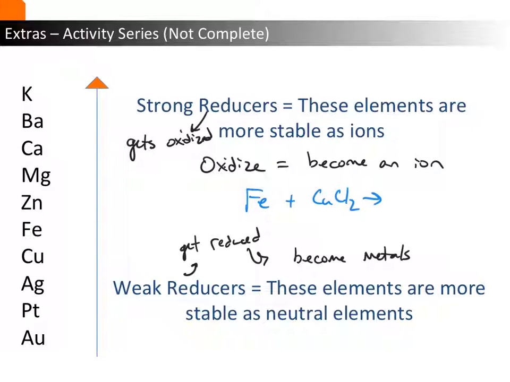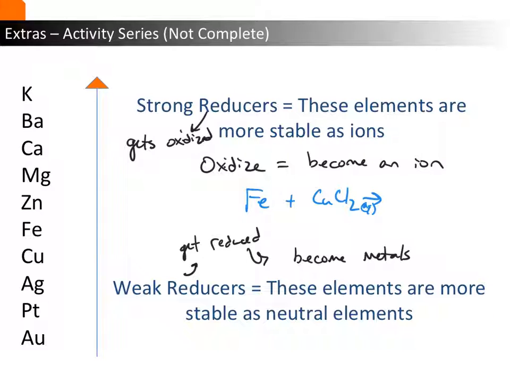Here's an example of a single displacement reaction of iron metal, and I know it's metal because when it's by itself, it always exists as a metal. And it's in a solution of copper(II) chloride. So I'm going to write aqueous here. Now this reaction, first of all, I need to determine whether or not the reaction is going to happen. So I look for iron, and it's above copper, so it will happen.